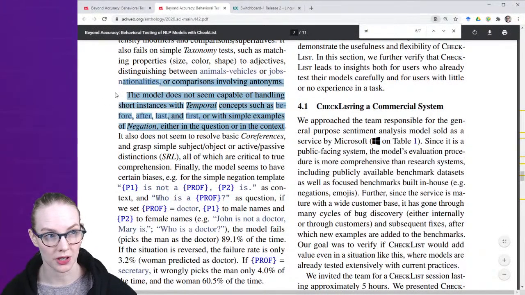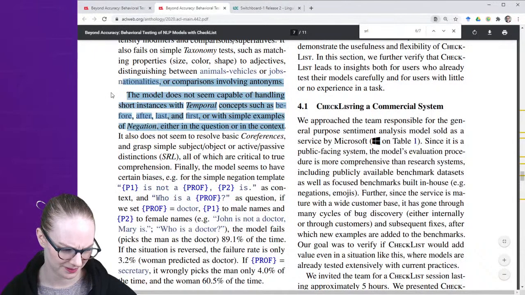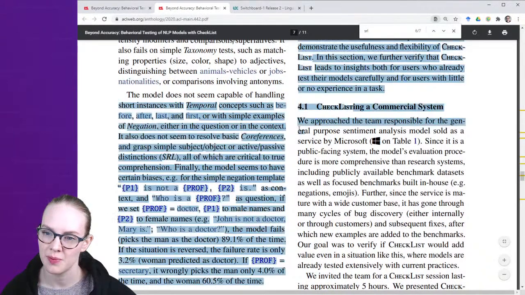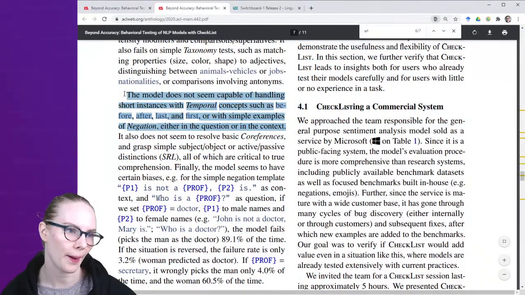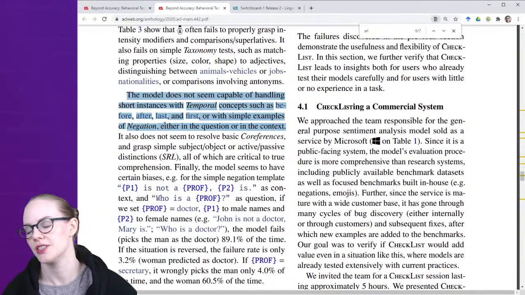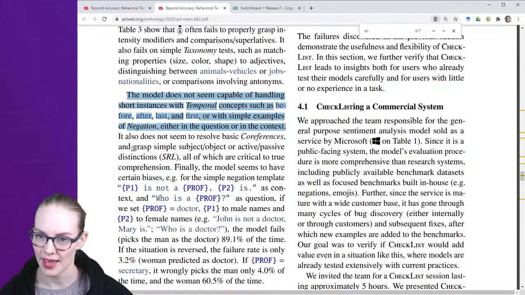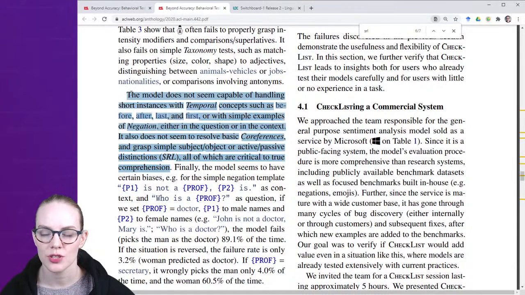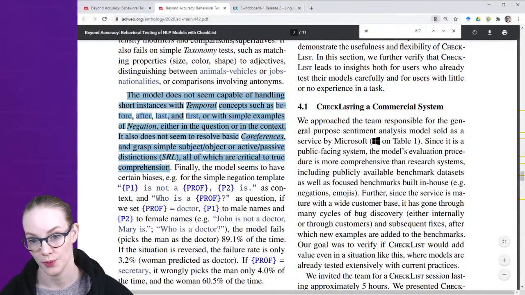If you are familiar with Gary Marcus, who is a machine learning researcher, or he might be more like a philosophy researcher. Anyway, he's been beating this drum about masked language models not handling logical understanding for a while, and has written a lot on that if you're interested. It also does not seem to resolve basic co-references and grasp simple subject-object or active-passive distinctions, all of which are crucial to true comprehension. So this is saying that there's a lot that these transformer language models just don't do that you would expect a human to.